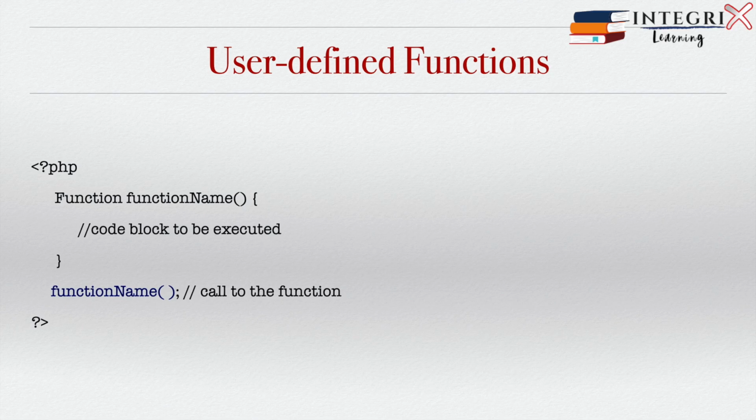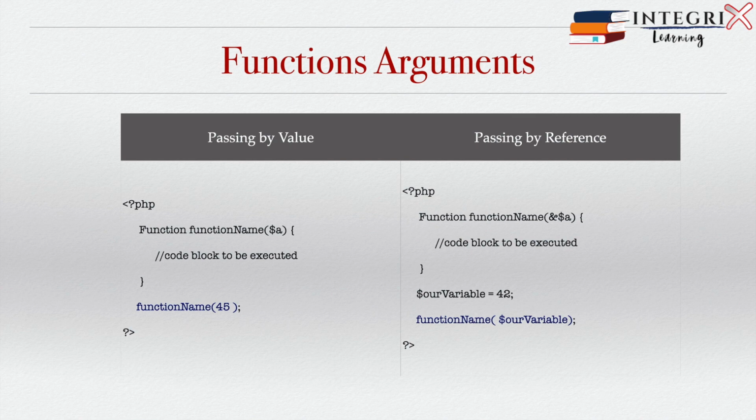So we have a function name, a block of code which is really the meat of the function or the content of the function. And in blue, what you see here is how we will make a call to the function. So once you call to the function, then only that block of code is executed. Function arguments can be passed in two ways, passing by value or passing by reference. It will become more clear once we go to our sandbox.